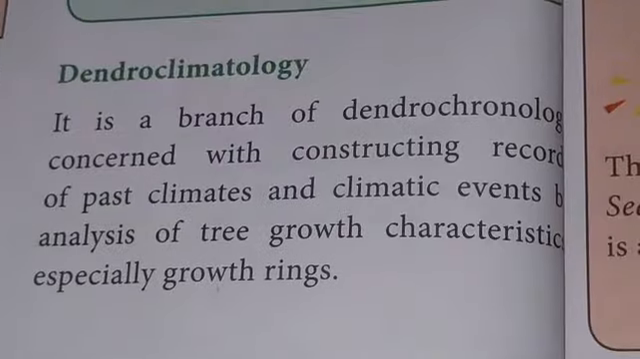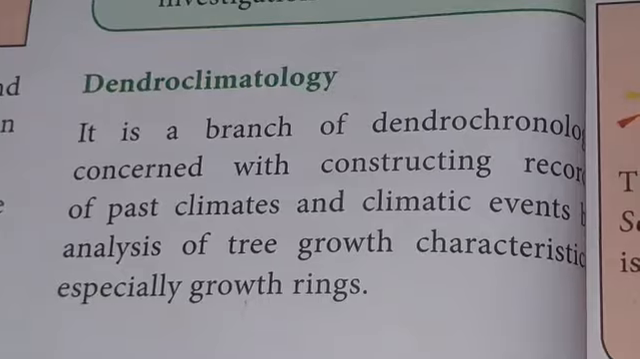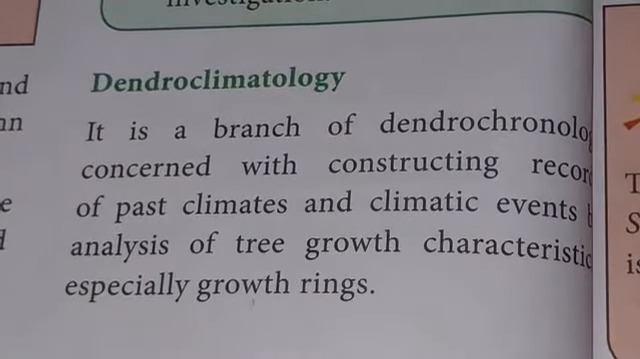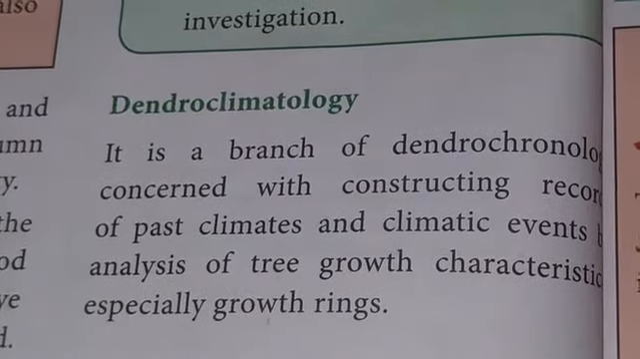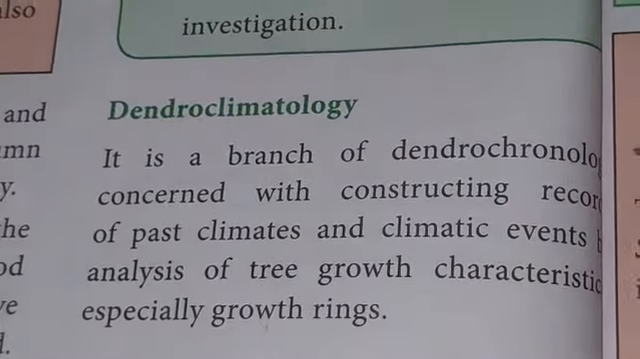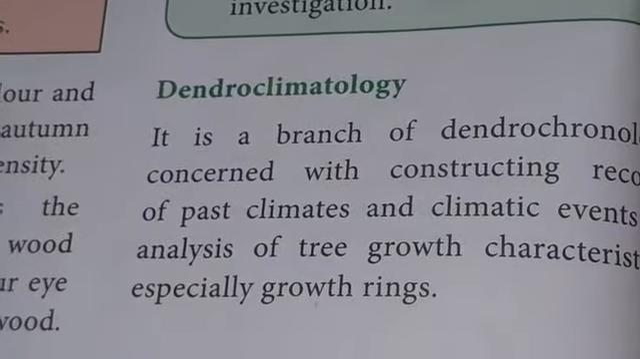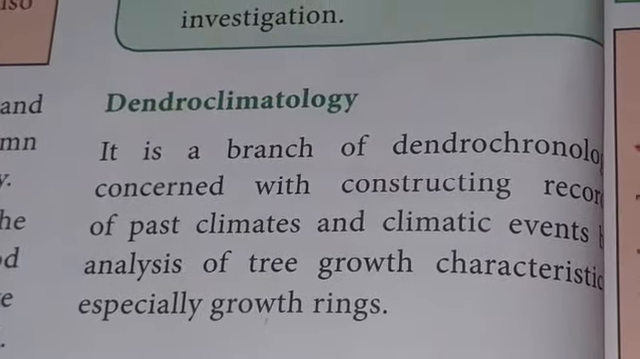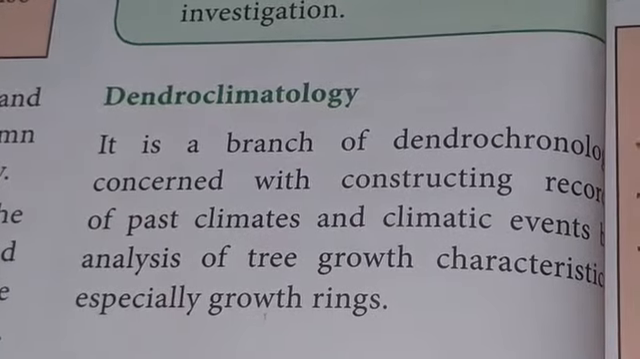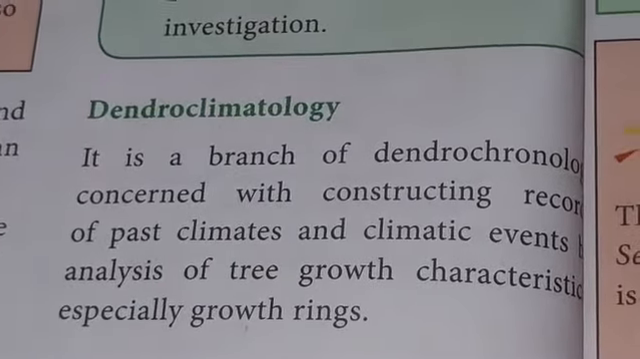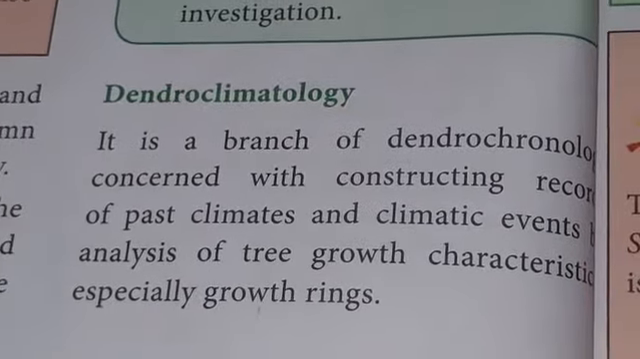The next topic is dendroclimatology. Dendroclimatology is a branch of dendrochronology. It is concerned with constructing a record of past climatic evidence by analyzing the tree growth characters, especially the growth rings. Dendroclimatology is the branch of dendrochronology which is used to determine the climatic condition of a place by using the annual rings of the plant.